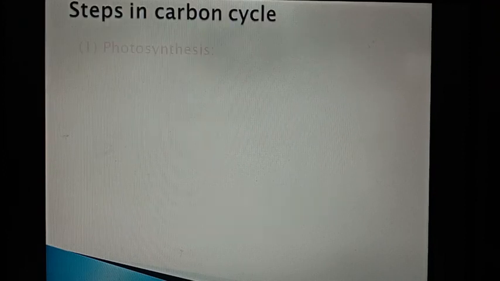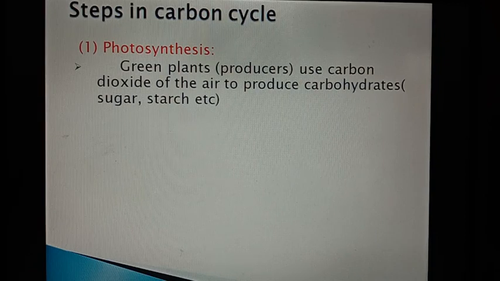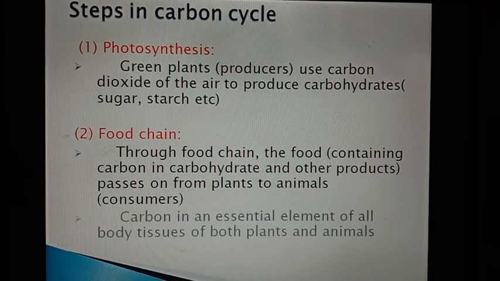Steps in the carbon cycle. The very first step is photosynthesis. Green plants, which are the producers, use carbon dioxide of the air to produce carbohydrates in the form of sugar and starch. Food chain is the next step. Through the food chain, the food containing carbohydrate and other products passes from plants to animals, that is to the consumers. Carbon is an essential element of all body tissues of both plants and animals.